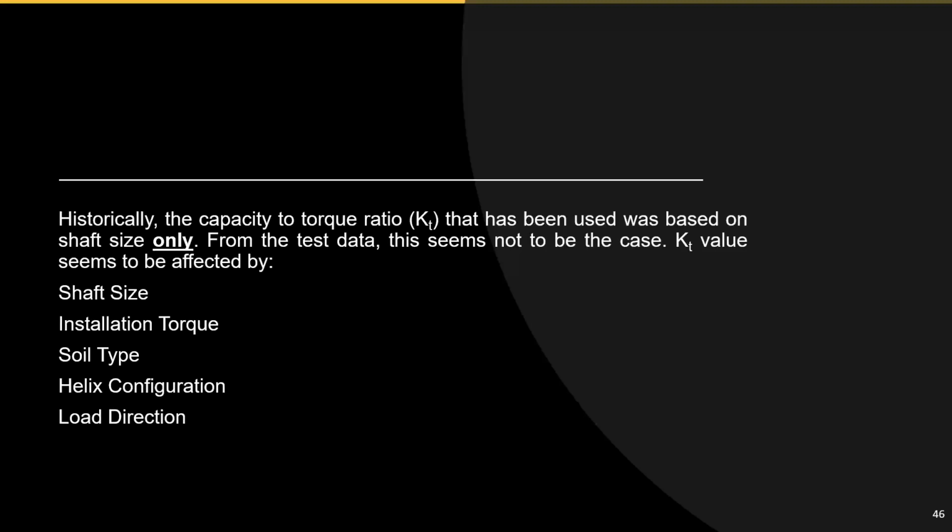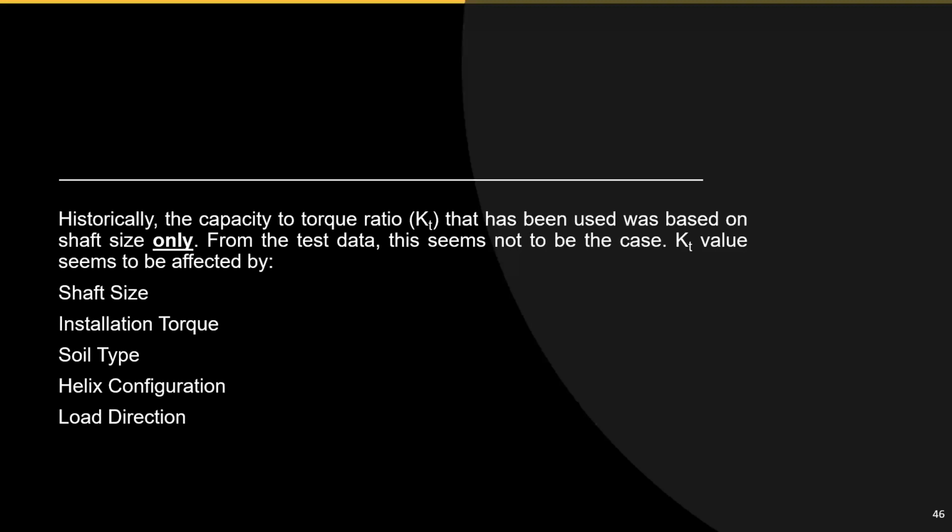Now, historically, this KT value, the torque ratio KT, depends only on the shaft size. Bob Hoyt and Clemens, and also Dr. Perko, who wrote that book about helical piles, came up with KT values that depend only on the shaft size. You tell me what the shaft size is, I'll tell you what KT is, okay?